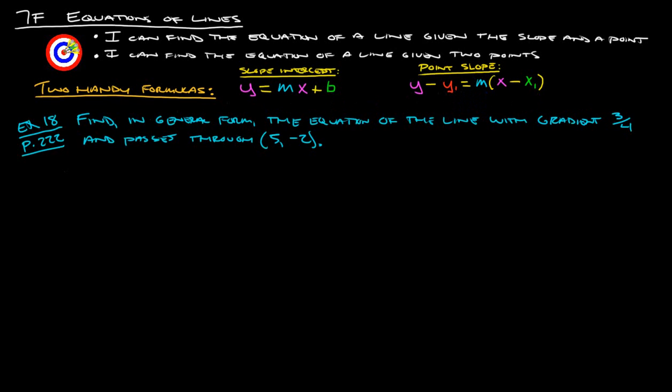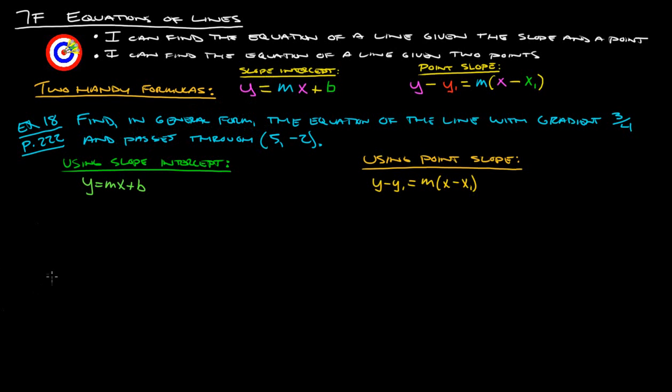All right, so from example 18, page 222, we're going to find in general form the equation of the line with gradient 3/4 and pass through the point (5, -2). So the equation in general form, that is secret code for slope-intercept form. Okay, so with that, let's take a look here. So I'll show you both different ways, one using slope-intercept form and then one using point-slope form.